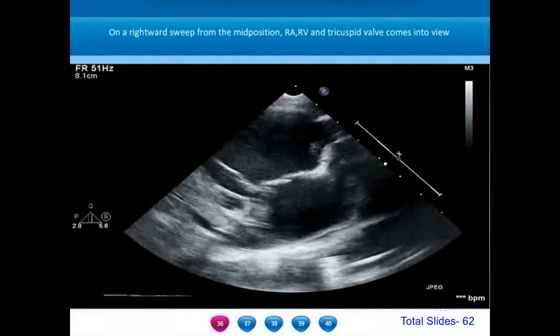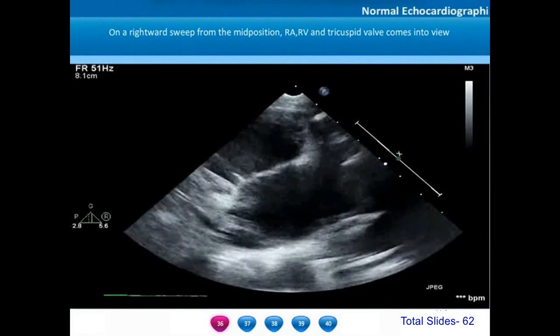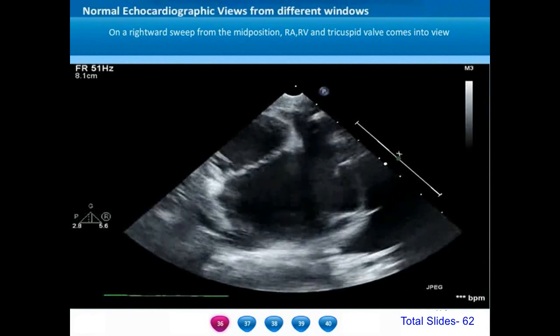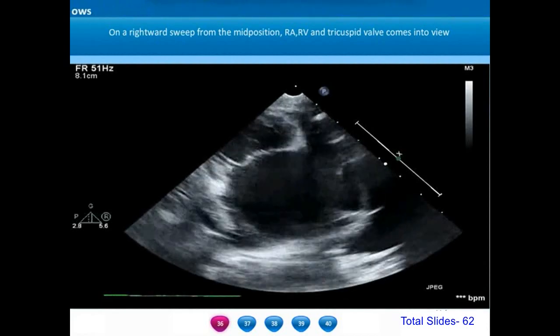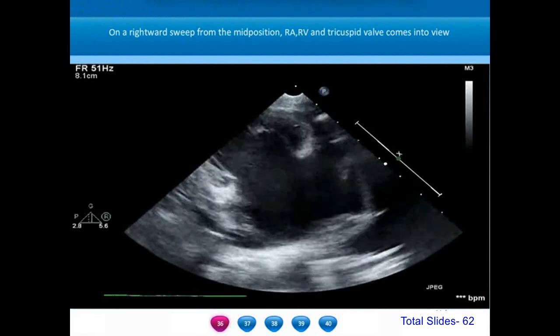From the standard parasternal long axis view, when we sweep towards the left, we start seeing the pulmonary outflow tract. Instead of that, if we start sweeping towards the right, we will see the right ventricular inflow or the tricuspid valve. In this view, we can see the right atrium, the tricuspid valve and the inflow portions of the right ventricle.